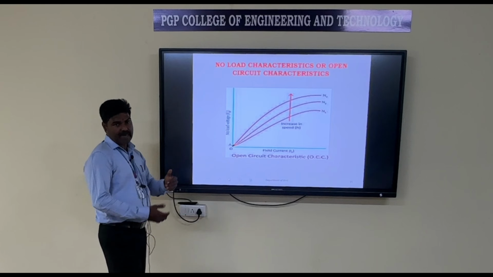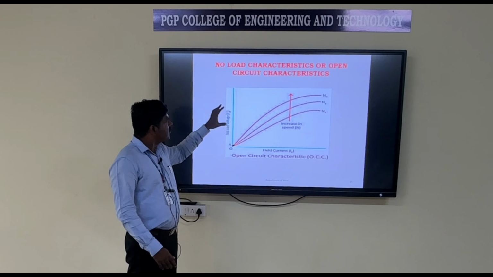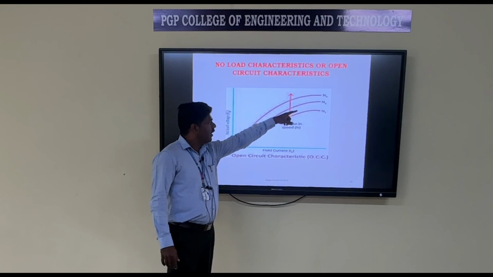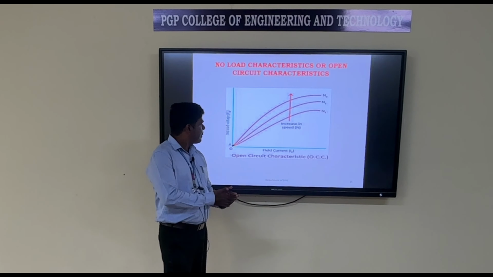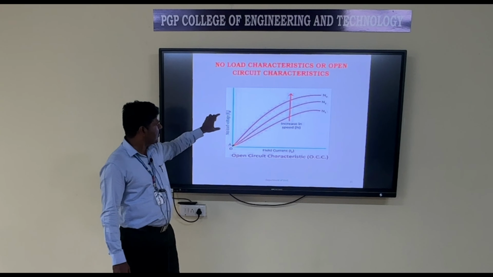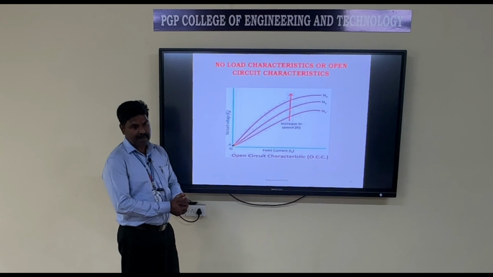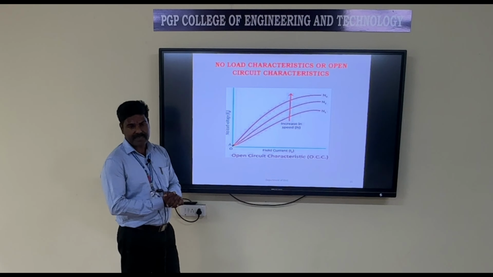This is the open circuit characteristics of a self-excited DC shunt generator at different speeds, that is N1, N2 and N3. So the curve is drawn between induced EMF at no load against field current. The curve increases linearly. This is the open circuit characteristics of a self-excited DC shunt generator.